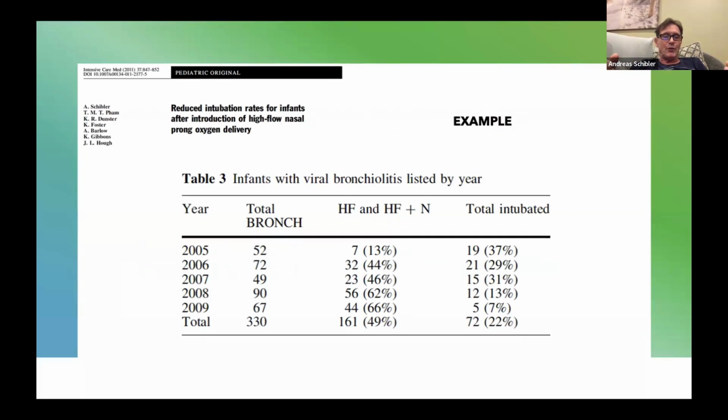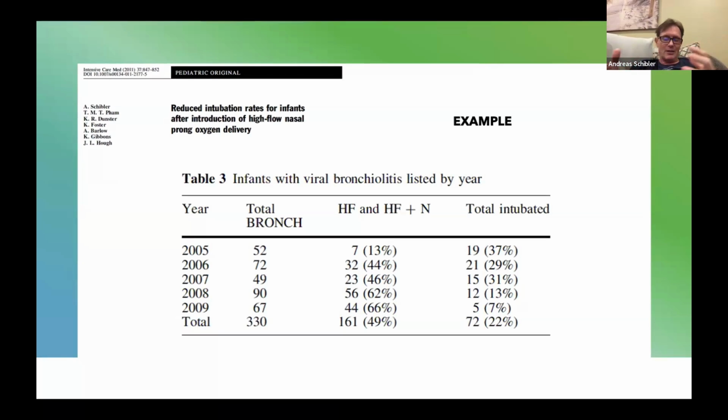We introduced nasal high flow in bronchiolitis between 2005 and 2009, and you can see between 52 and 90 patients per year were enrolled in the PICU that we surveyed. And you can see in the second row that the proportion of patients allocated to nasal high flow increased from 13% to 66%. And the intubation rate decreased from 37% to 7%. So a huge reduction in intubation rate. But is it really, really true to nasal high flow introduction?